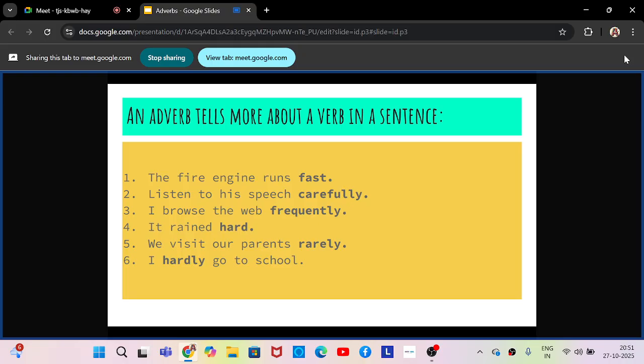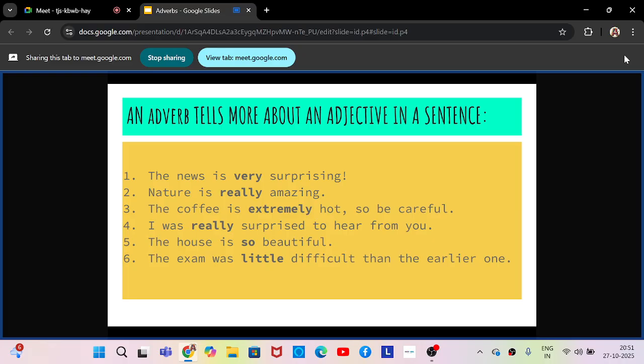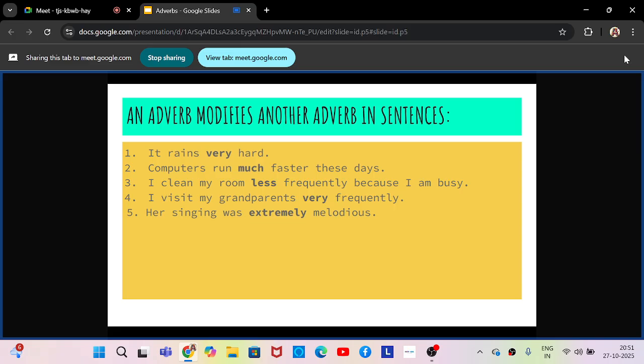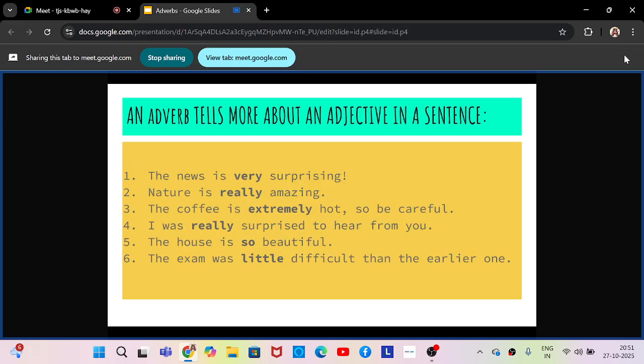Okay. Now we will just see one more part. An adverb tells more about an adjective in a sentence. So we have two more uses of adverbs. This is the second use and this is the third use. The third one will be discussed in the next class. Today we will look at the second use also. An adverb can describe an adjective in a sentence. So let's see the examples. Yes. So now you can read the examples.